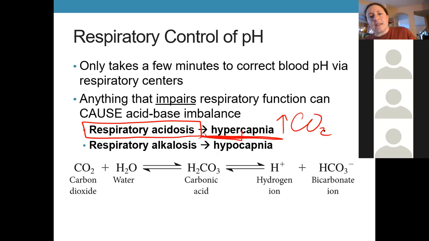Basically, anything that makes it harder for you to breathe, so that you're not getting rid of enough carbon dioxide, can cause respiratory acidosis.